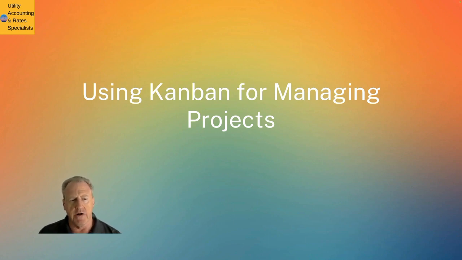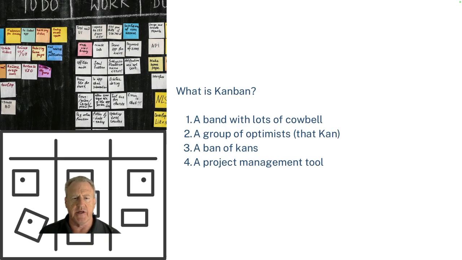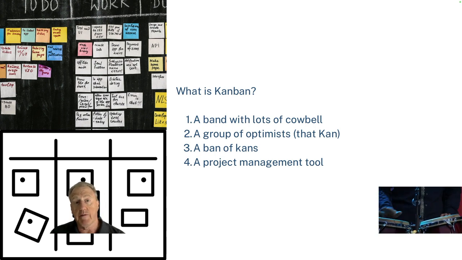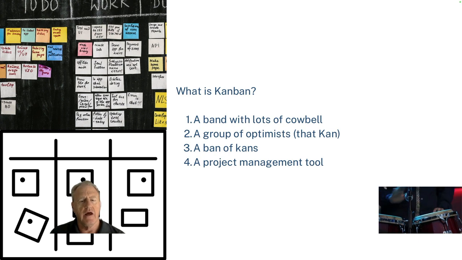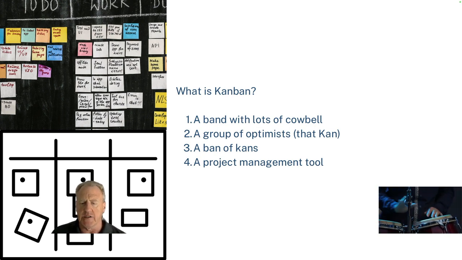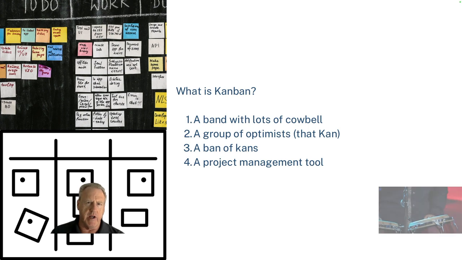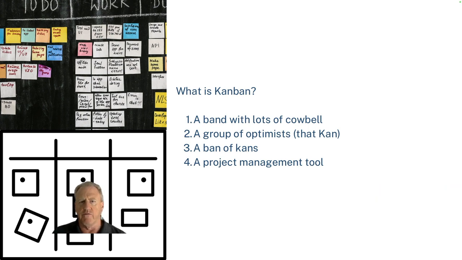So the thing we're talking about today is using Kanban for managing projects. Now you might say, well, what is Kanban? Could it be a band with lots of cowbell? That seemed to fit. Or maybe a group of optimists that we can do anything. Or a band of cans. Maybe it could be the pessimists that don't like the cans, that are always optimistic about things. Or could it be a project management tool? Well, you're wondering how many more corny references I can find for the word can. Of course, it's a project management tool.